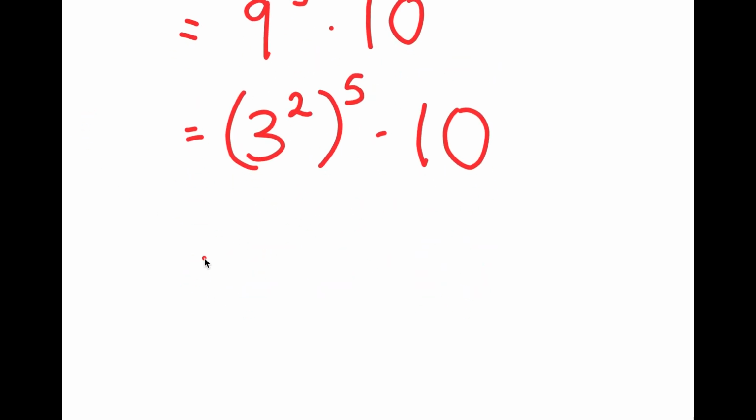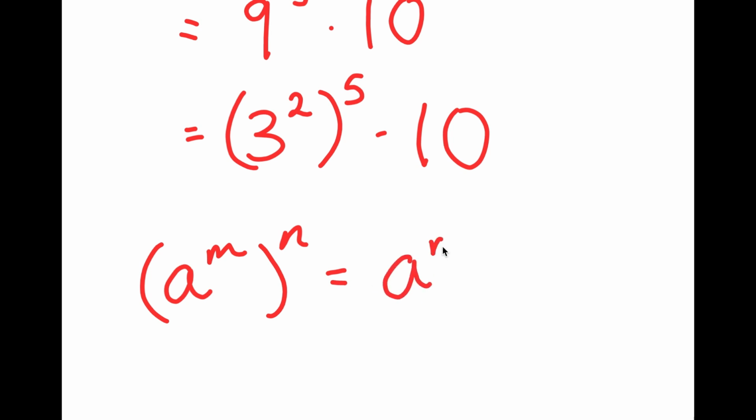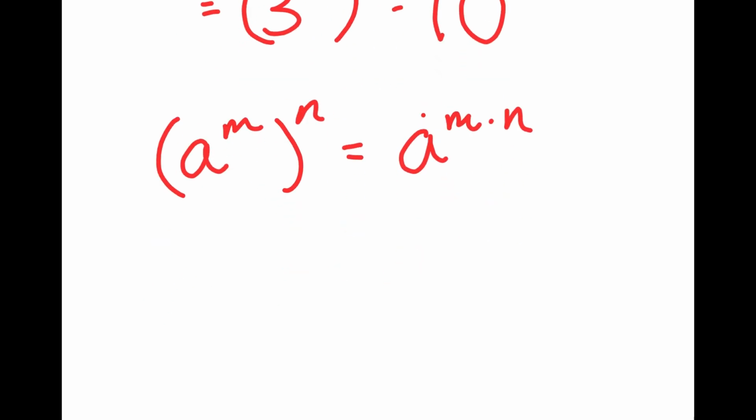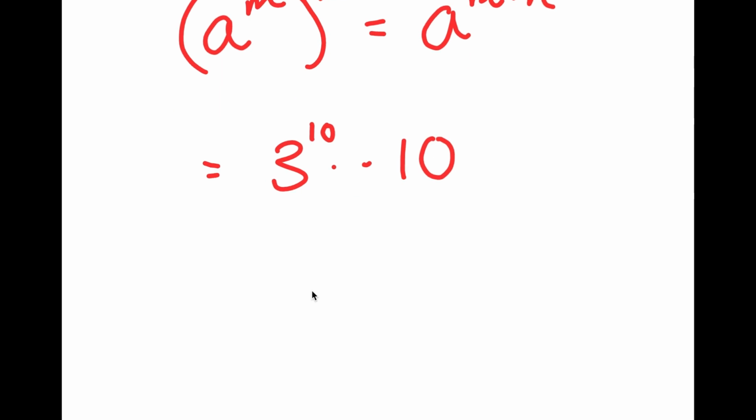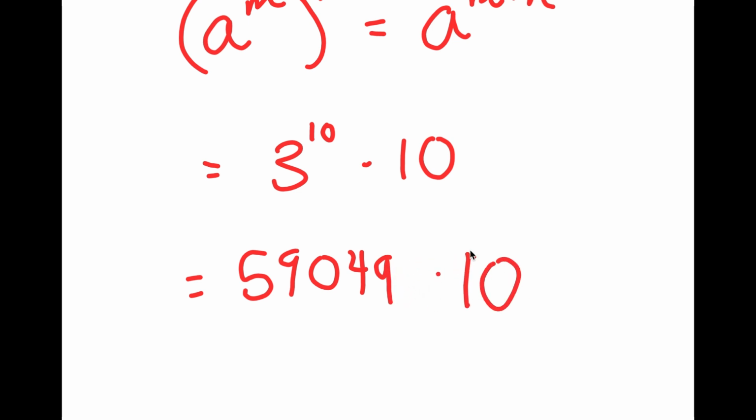And remember, if I have something in the form a to the power of m to the power of n, this is equal to a to the power of m times n. So 3 to the power of 2 to the power of 5 is going to equal 3 to the power of 2 times 5, which is equal to 3 to the power of 10. And I have this times 10. Now remember, 3 to the power of 10 is equal to 59,049. So I have 59,049 times 10.